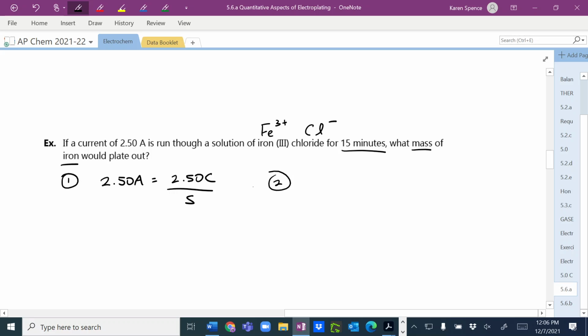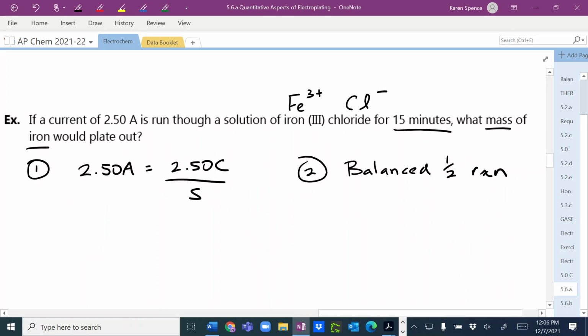Second thing I'm going to do is I need to have a balanced half reaction. So who is reacting? Who is the thing that's reacting that I'm interested in? Iron, yes, it's turning from iron 3 plus and it's being plated as iron solid. So our half reaction would be going from iron 3 plus to iron solid. What do we have to do to balance that?